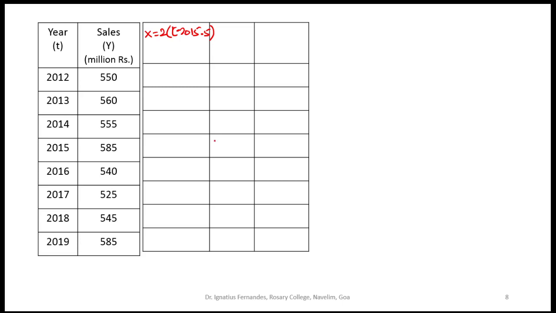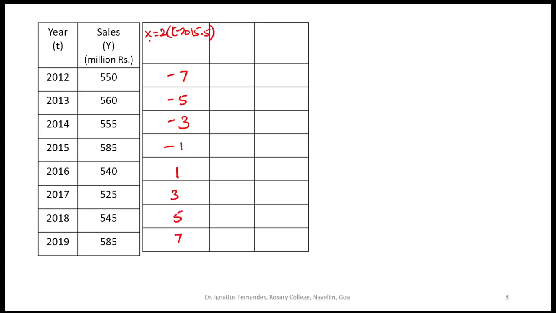Okay, so accordingly, when you put each of these values here, 2015 minus 2015.5 will be minus 0.5. Minus 0.5 into 2 will be equal to minus 1. So for 2015 it will be minus 1. For 2016 it will be plus 1. For 2014, when you put t equal to 2014, this will be minus 1.5, and minus 1.5 into 2 will be minus 3. So accordingly this will be minus 5, this will be minus 7. So for 2017 it will be 3, this will be 5, and this will be 7.